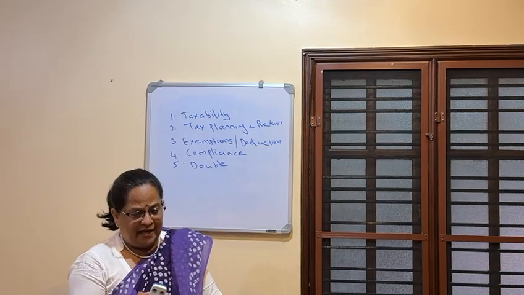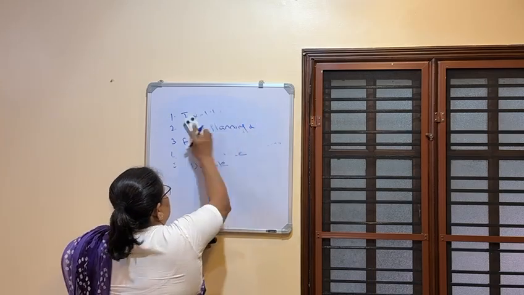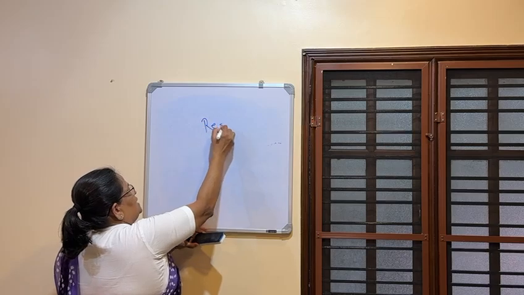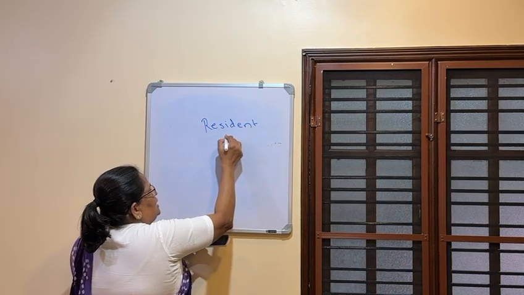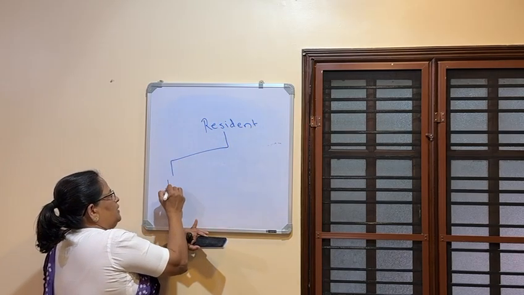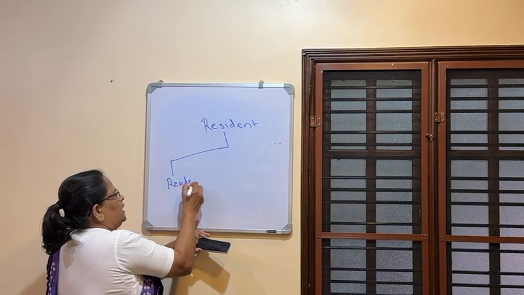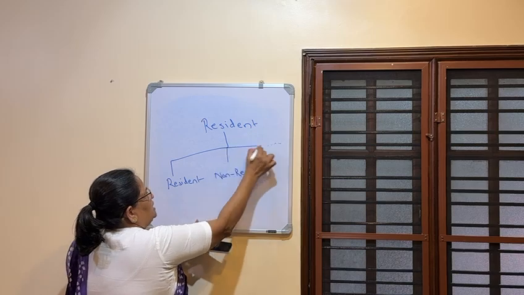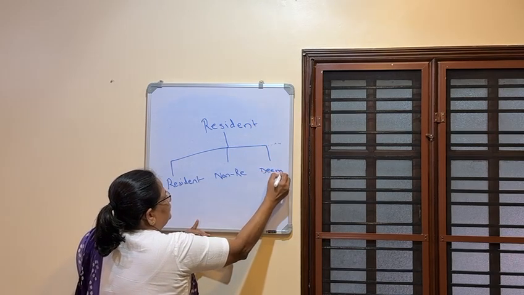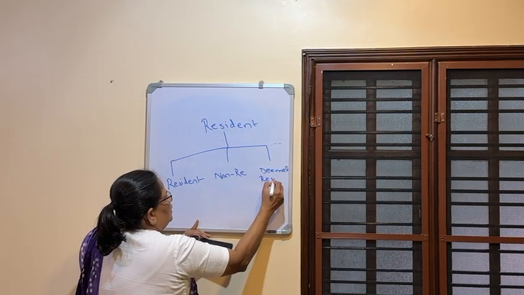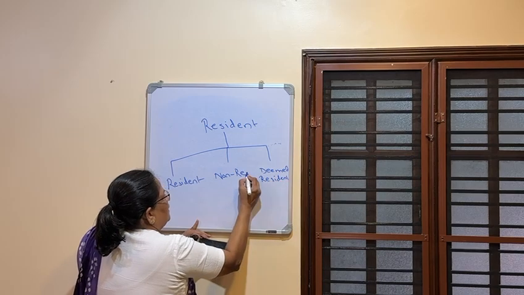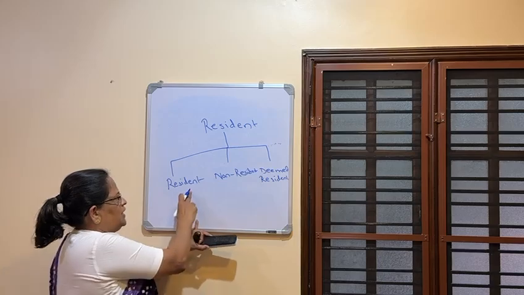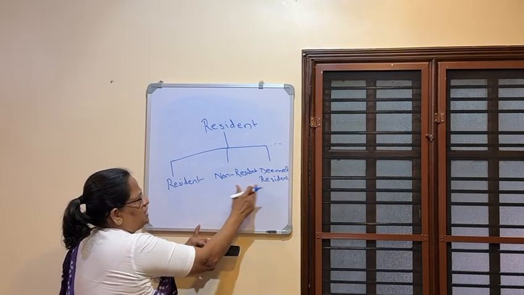Now let us see the diagrammatic representation. It's very important. If you see, resident is the heading. This is section 6. Resident can be divided into resident, non-resident, and deemed resident. So this is the first classification. Resident is divided into resident itself, non-resident, and deemed resident.